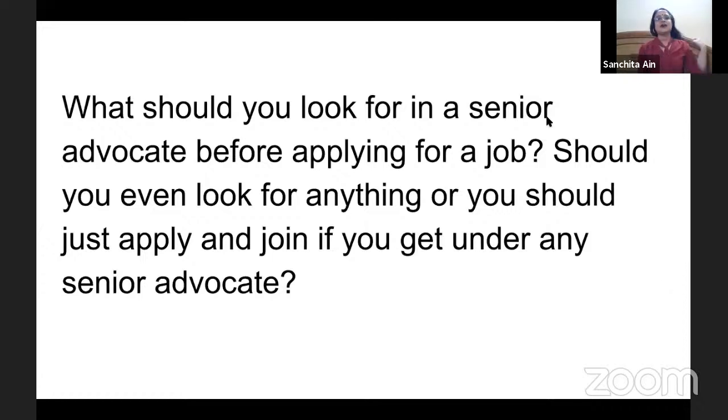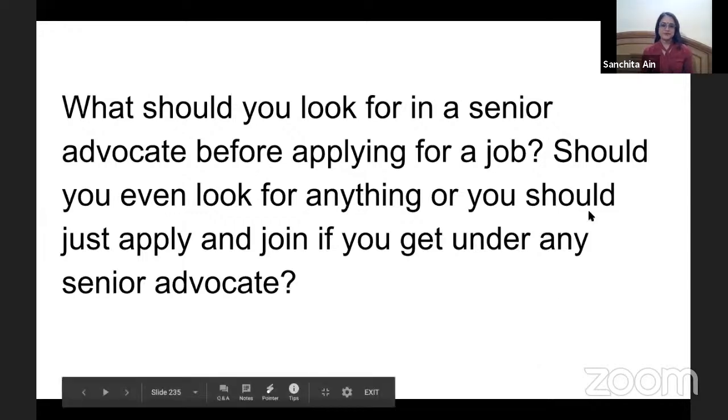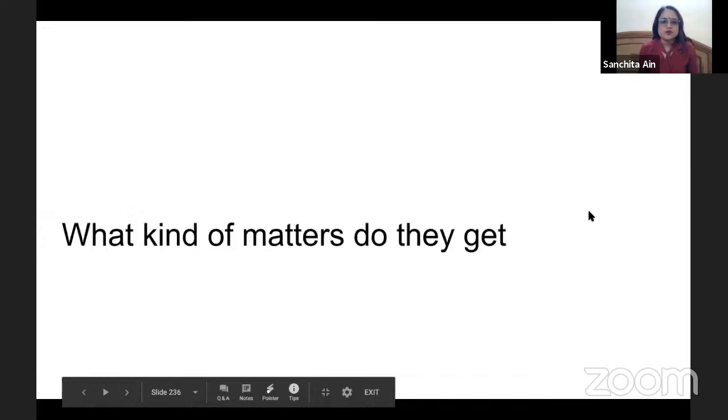Right. So what should you look for in a senior advocate before applying for a job? Should you even look for anything? Some people think, oh, he's a senior advocate, should be enough, right? So let's look at that. We'll quickly go through these slides. I don't think this is something where we would want to spend much time.